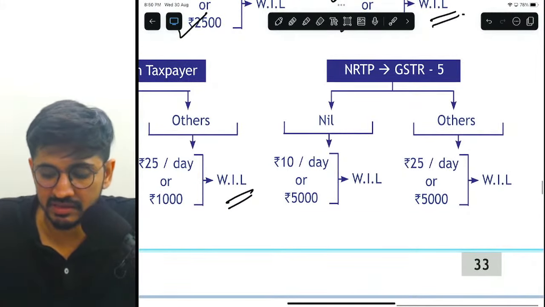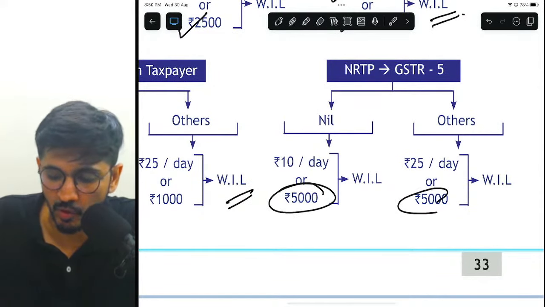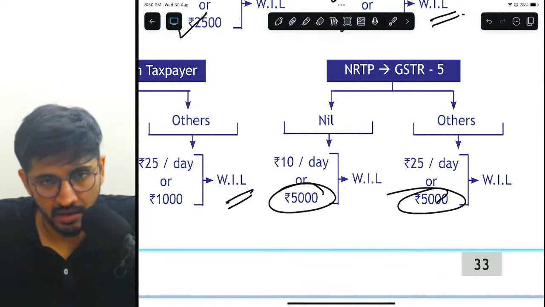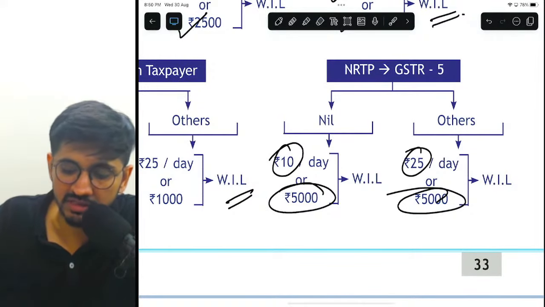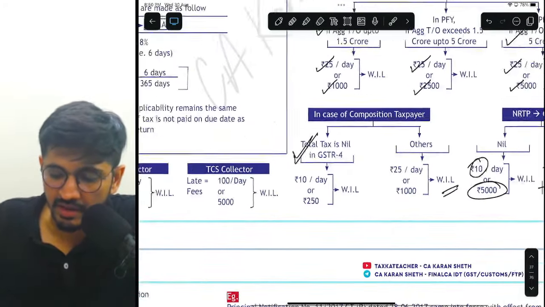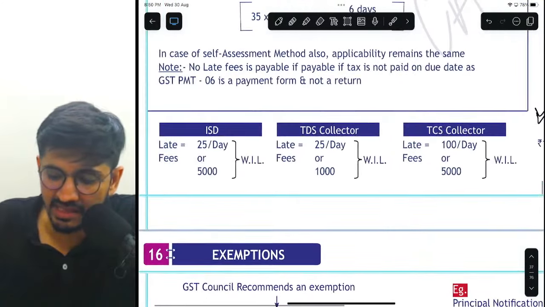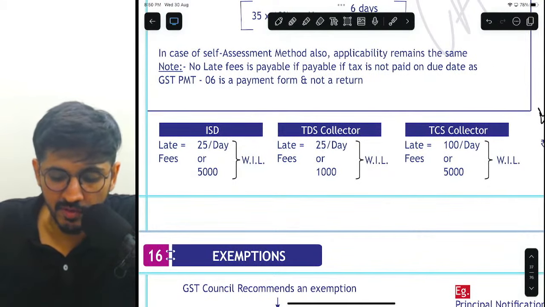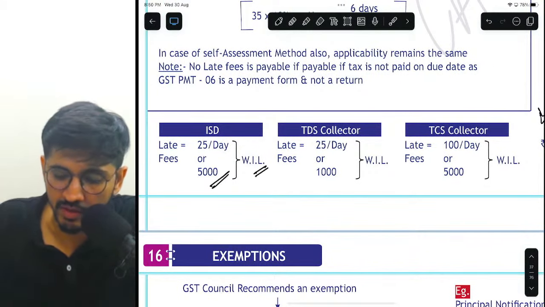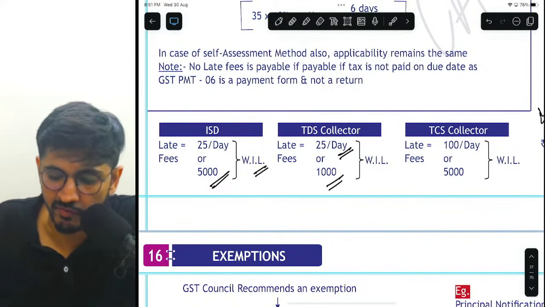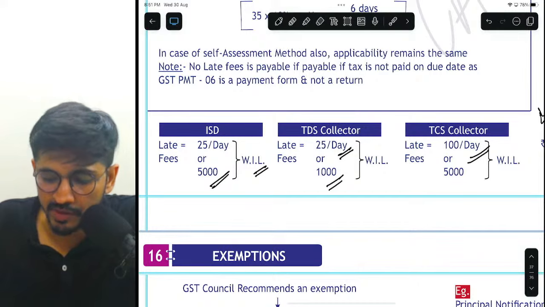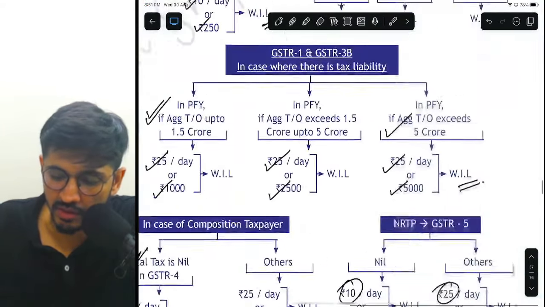NRTP, they've kept it the same, at least the limit that I'm talking about. Again, what was 100 rupees initially is now 10 rupees for nil, and for others, it is 25. Right? For ISD, it's 25 rupees per day or 5000, whichever is lower. For TDS collector, it is 25 rupees per day or 1000. For TCS, it is 100 rupees per day or 5000, whichever is lower.